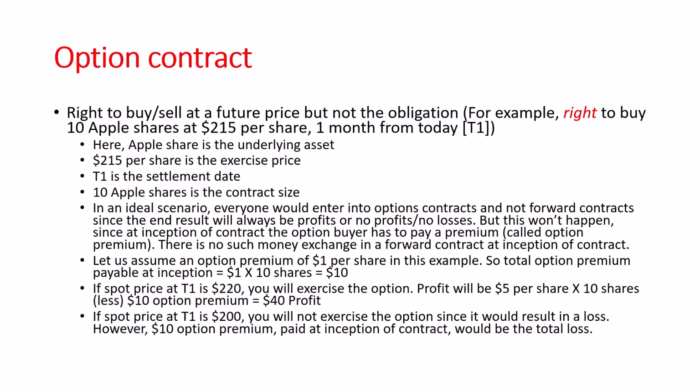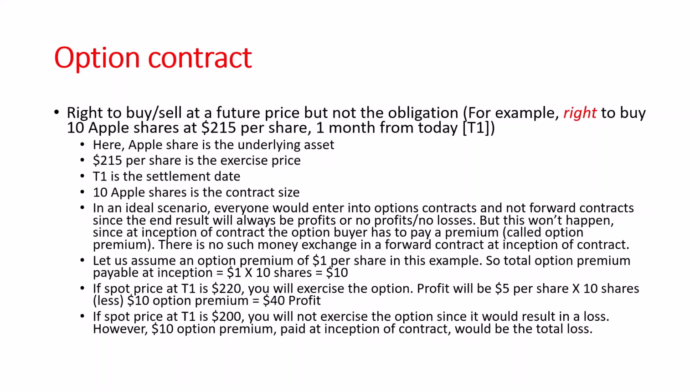But if the price is below 215, then I would be able to purchase through this options contract at 215, but I would be able to sell at only less than 215, so that would make me a loss, like we saw in the previous example also. So in those cases, I would not exercise the option contract because I have the right but not the obligation. So in an ideal scenario, everyone would enter into options contracts because you will always have profits and you will never have losses. You will always be able to avoid losses by not exercising the contract, since you only have the right but not the obligation. So let's read this point again. In an ideal scenario, everyone would enter into options contracts and not forward contracts, since the end result will always be profits or no losses.